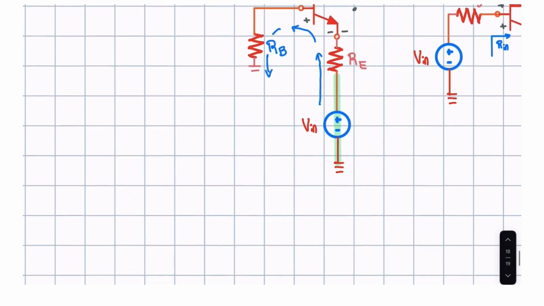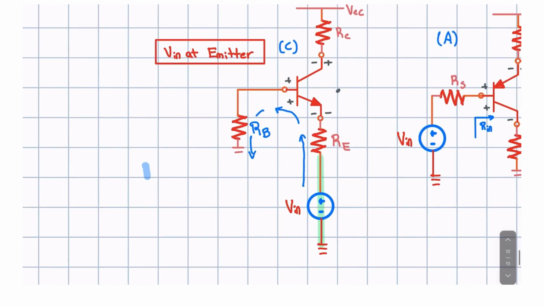Now the question then becomes, do we multiply RE by the plus constant? And the answer is no. The reason the answer is no is because this resistor RE right here is in series with this input source. So anytime the input source and the resistance are in series or even in parallel, they are not multiplied by this constant.